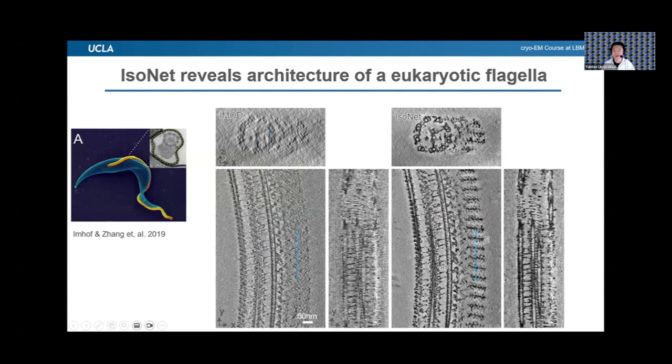This is an IMOD reconstruction. If you look at the z-axis and x-axis, you can see the artifact along that. And after isoNet correction, you can clearly see the doublet structure. If you compare with IMOD, it's a lot different, and this is actually what it should look like. Also, beyond the axoneme, you can see the patterned structure of the paraflagellar rod.